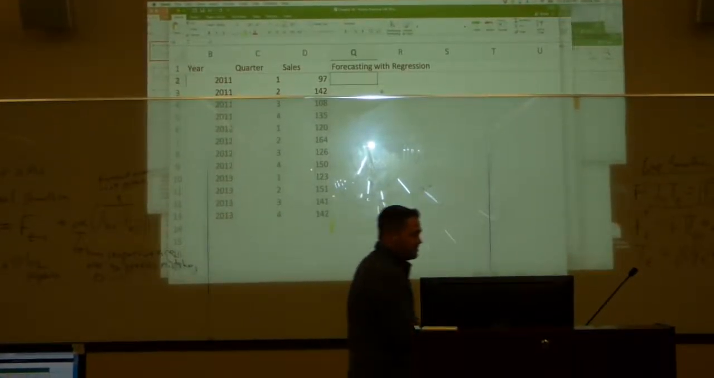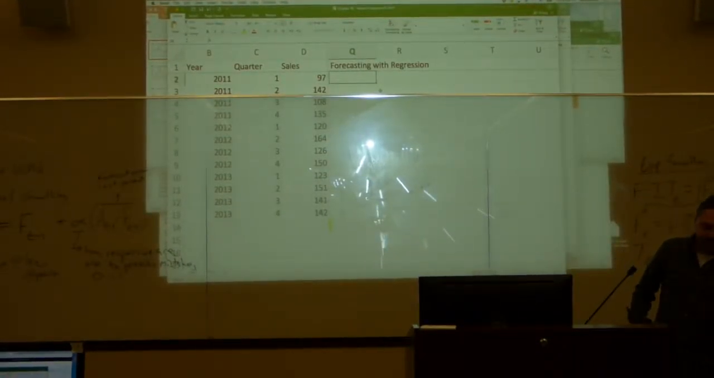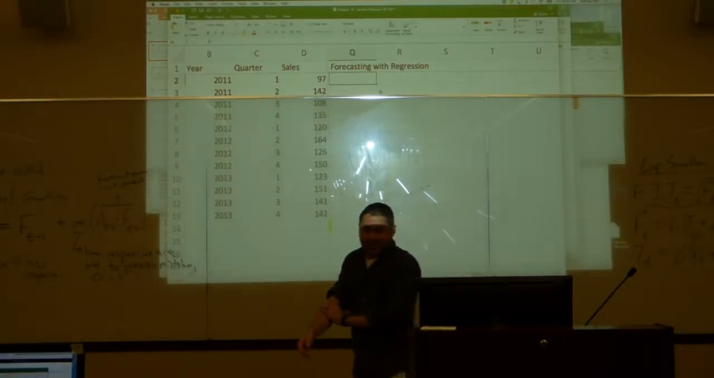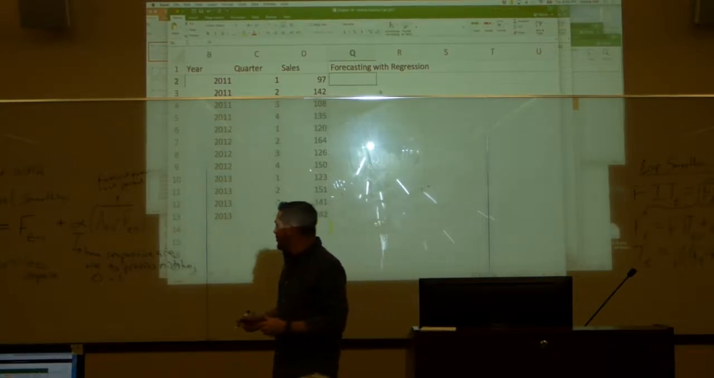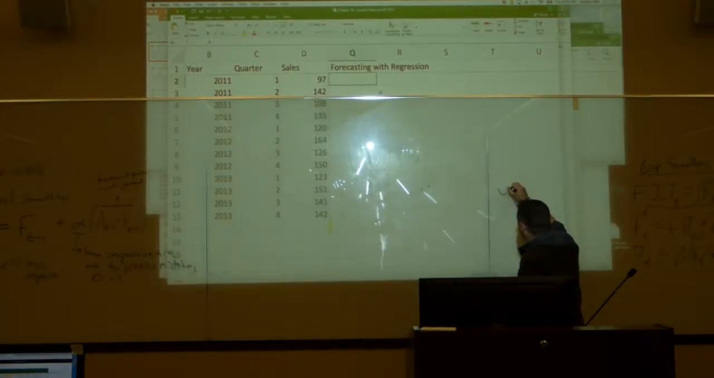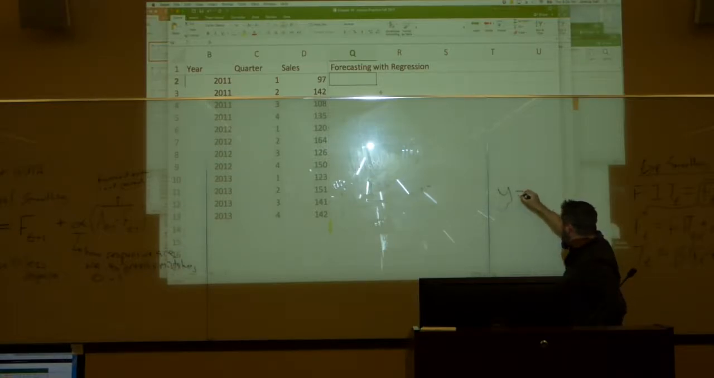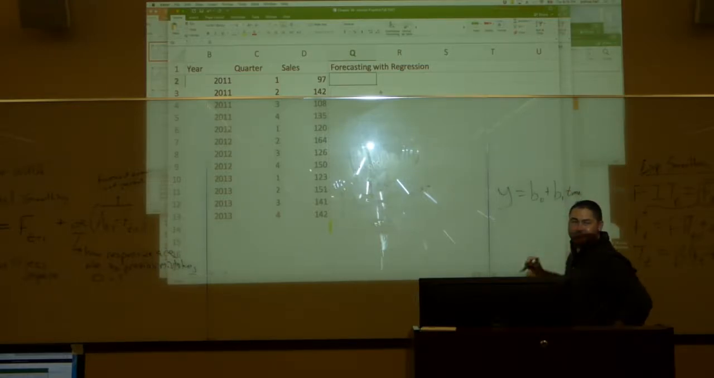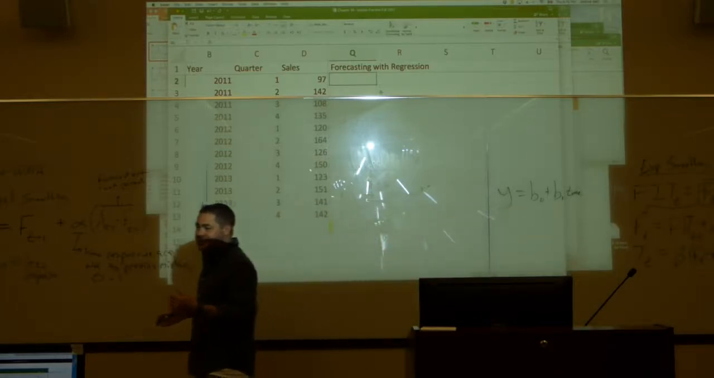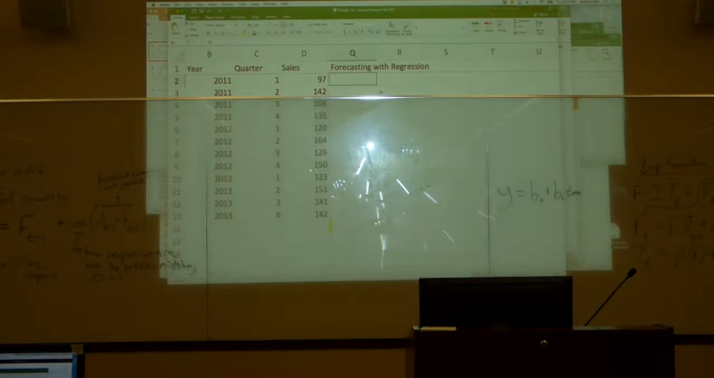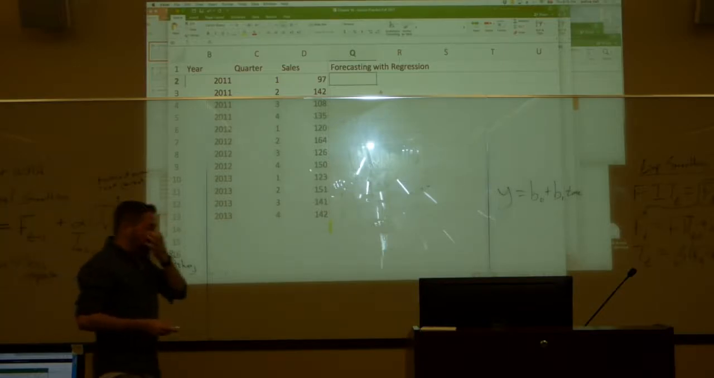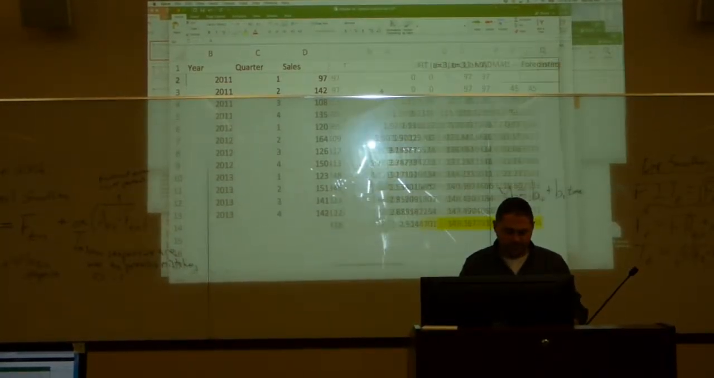Okay? So, the general idea behind using regression analysis to do it is we are going to have a simple formula that is, I know you guys kind of hate this already, our y equals b0 plus b1 times x. Our independent variable is going to simply be the time period.